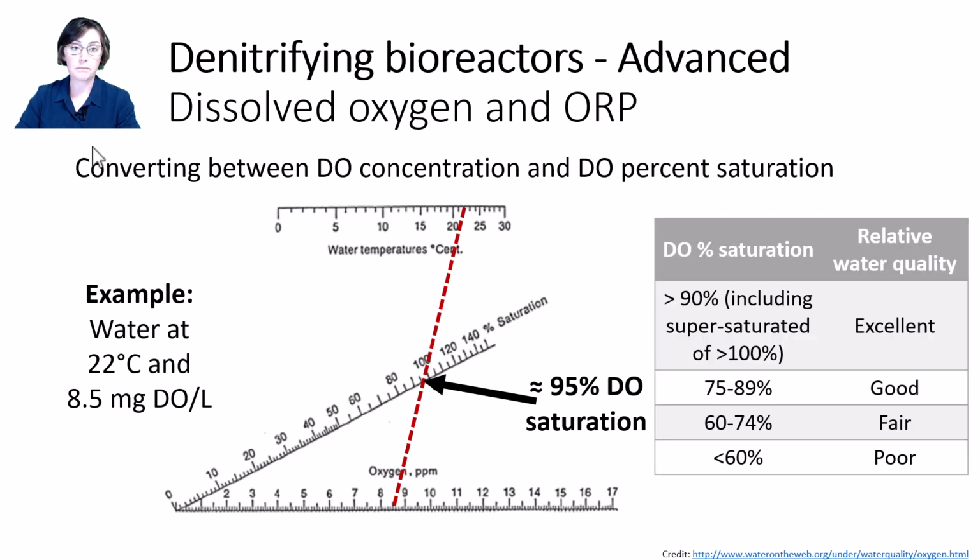in that water. For reference, that 95% is pretty good in terms of relative water quality. Remember, our rule of thumb for fish was a concentration of 5 milligrams per liter DO, and so our 8.5 milligrams per liter in this example is pretty good relative to that rule of thumb, and so this jives in terms of percent saturation too.